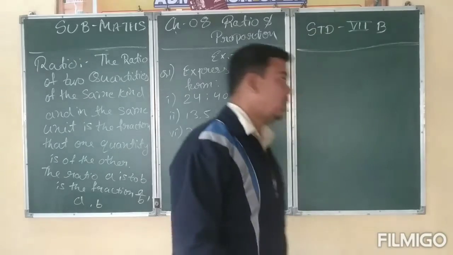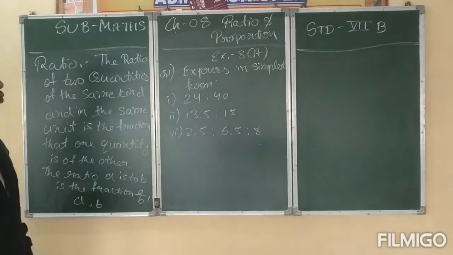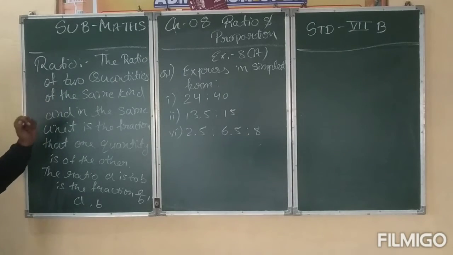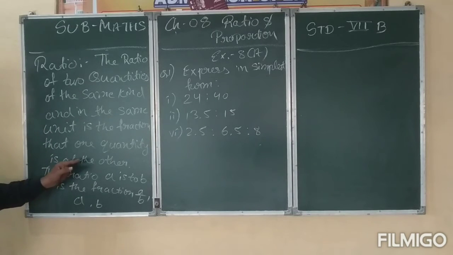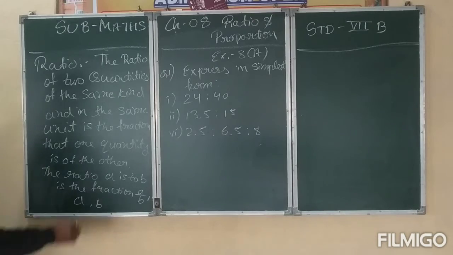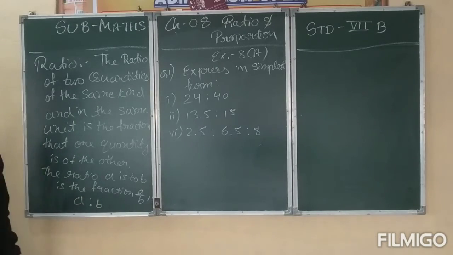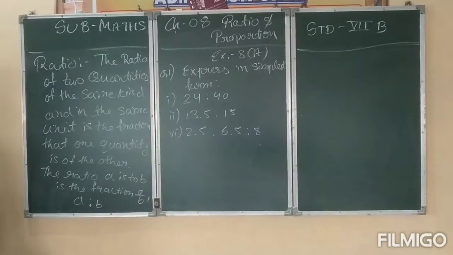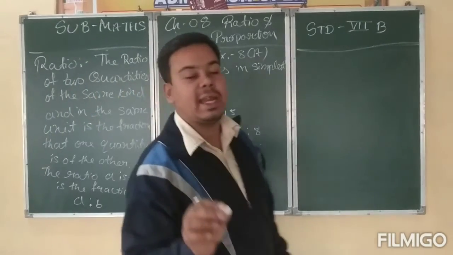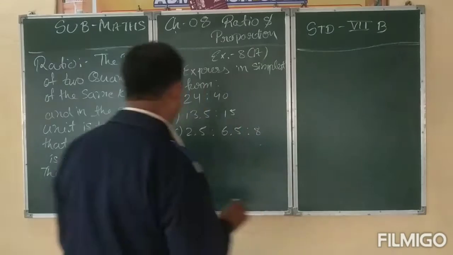My students, so here let's start a new topic, ratio and proportion. Ratio: the ratio of two quantities of the same kind and the same unit is the fraction that one quantity is of the other. The ratio A is to B we call A by B, and A ratio B. We write this symbolically this way. Always in a ratio, the two values we write in a fraction way.